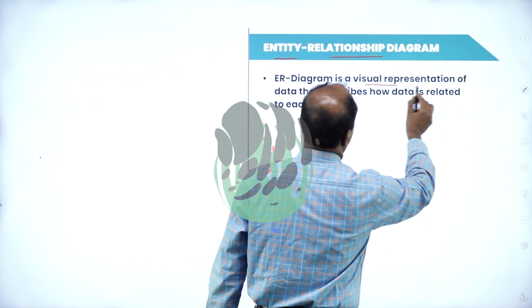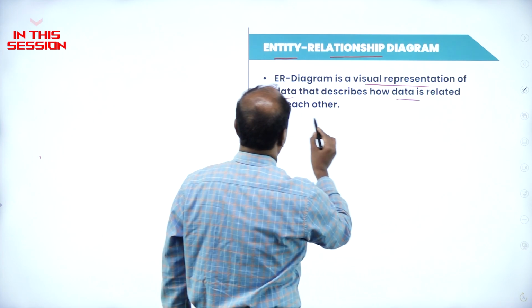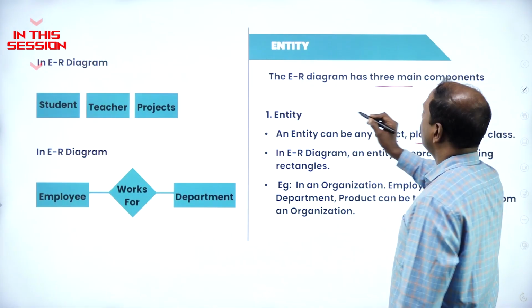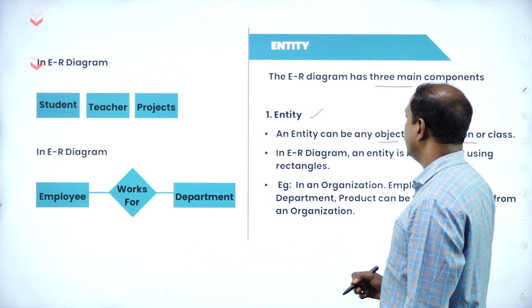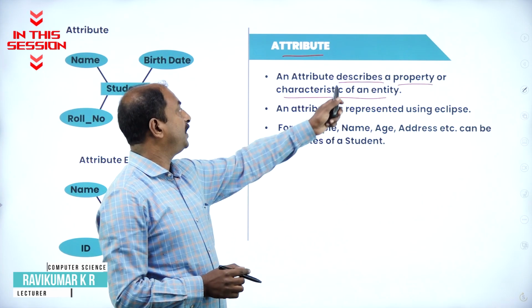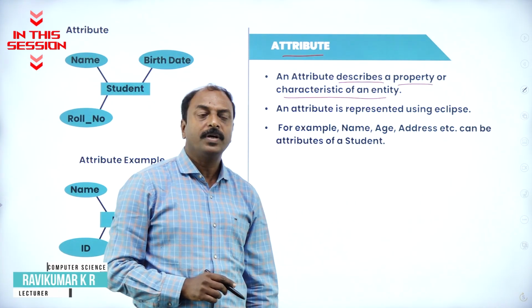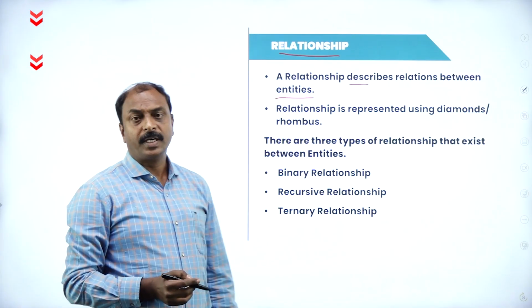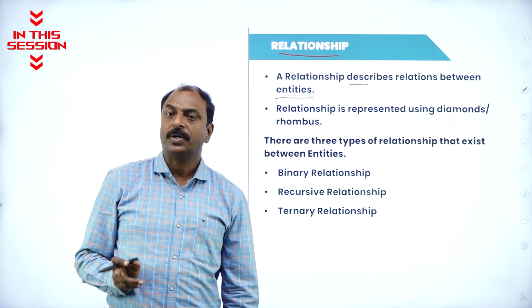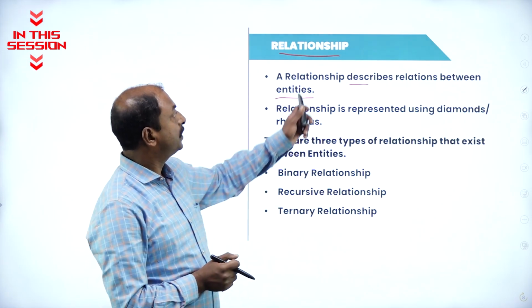Visual representation of data that describes how the data is related to each other. One of the components is entity. Entity can be an object, place, person or a class. What is attribute? Attribute describes the properties or characteristics of an entity. How do we connect two entities? We are going to connect two entities, or we describe the relationship through this concept.